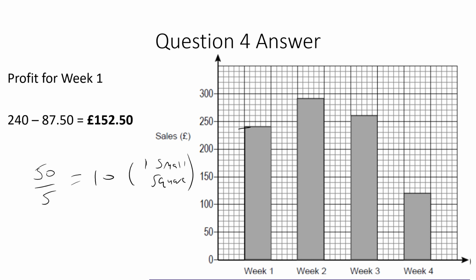Okay, so 1 small square. So we're only 1 small square down from 250, which is why we know it's 240 for week 1. So always try and work out, it's a good tip for any graph question, always try and work out what 1 small square is worth.